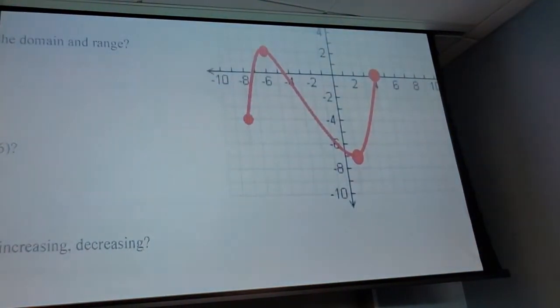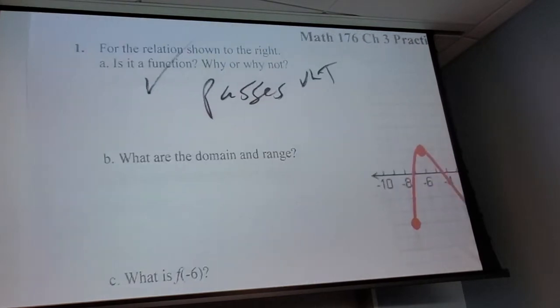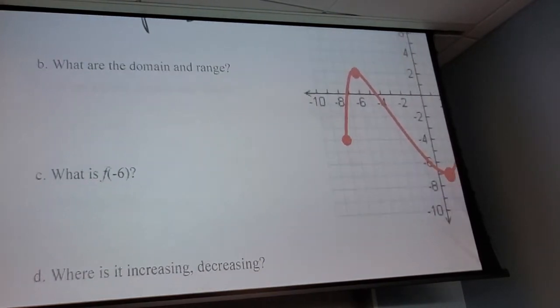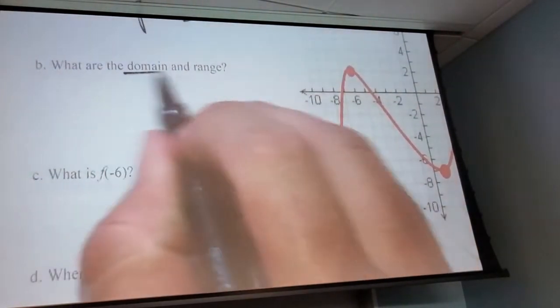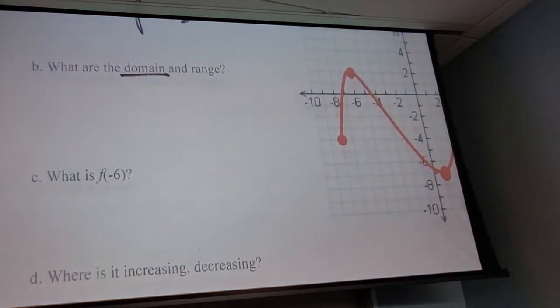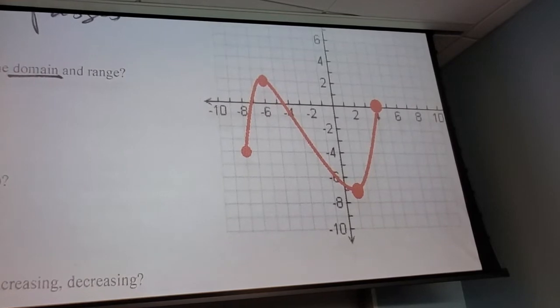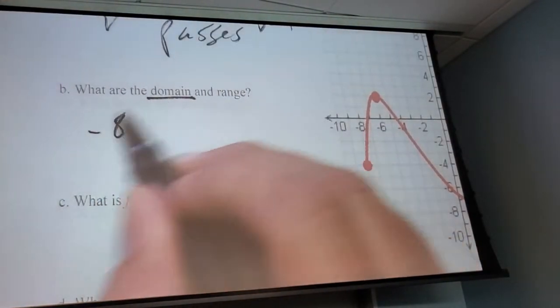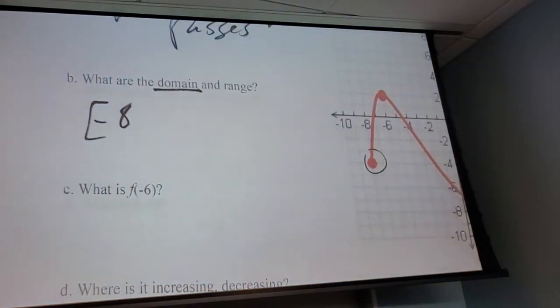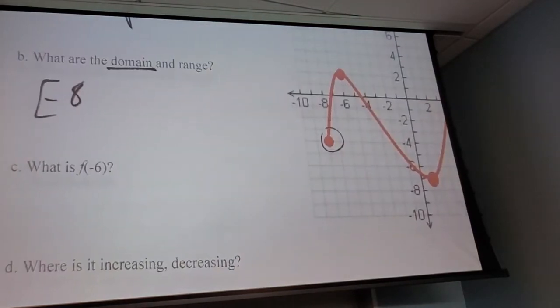Let me put that on this so you can see what I wrote. Domain and range. Domain, of course, is which axis do you look at? X-axis. So what's the lowest x as an output? Negative 8. Do I include it? Yes. What would this be if I didn't include it? Open circle. I love it.